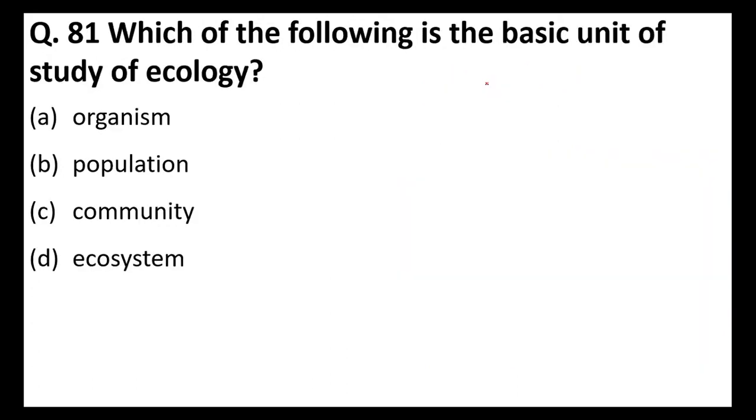Which of the following is the basic unit of study of ecology? Organism, population, community, or ecosystem? The right answer is ecosystem because we are talking about ecology. So we will be studying ecosystem.